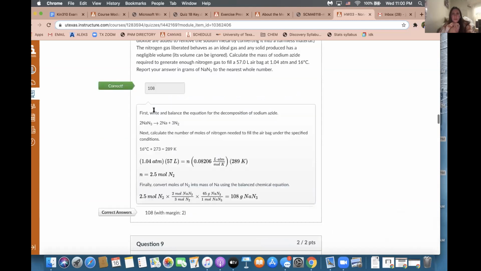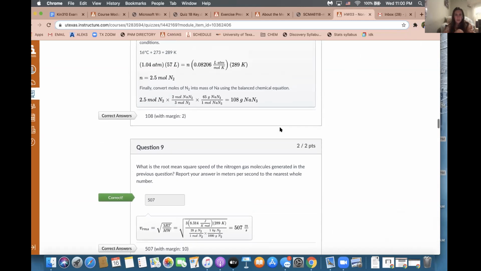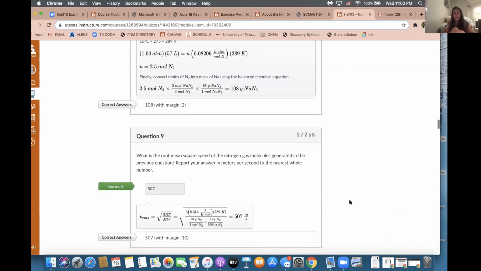Oh, these ones confuse me too. With the root mean square speed. Oh, this one, I thought this was just an equation. Isn't this just an equation? Yeah, but I don't know. It didn't give you anything. Is the equation from the previous question? Yeah. I think so, yeah. Yeah, I know.